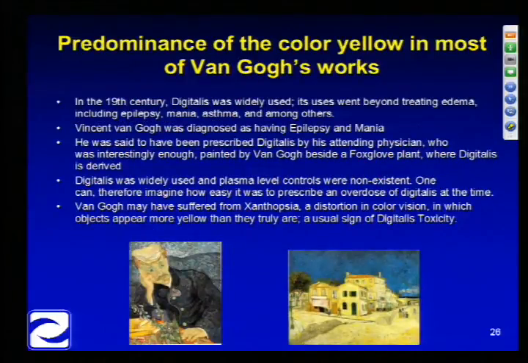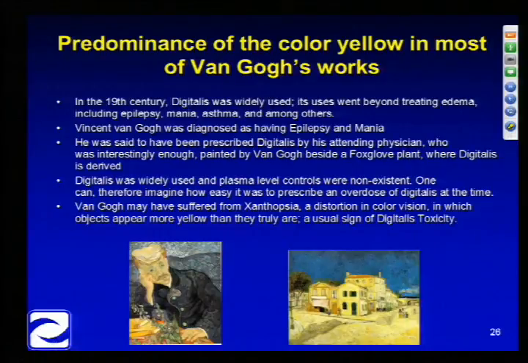As I was doing my research, I ran across this interesting theory about why the color yellow is so predominant in Vincent van Gogh's paintings. In the 19th century, digitalis was used for treating a lot of different things, not just heart failure. It included epilepsy, mania, asthma, and other diseases. And it was said that Van Gogh suffered from epilepsy and mania. And so it's interesting that he painted this portrait of his physician holding a foxglove plant, which is the plant from which digitalis is derived.